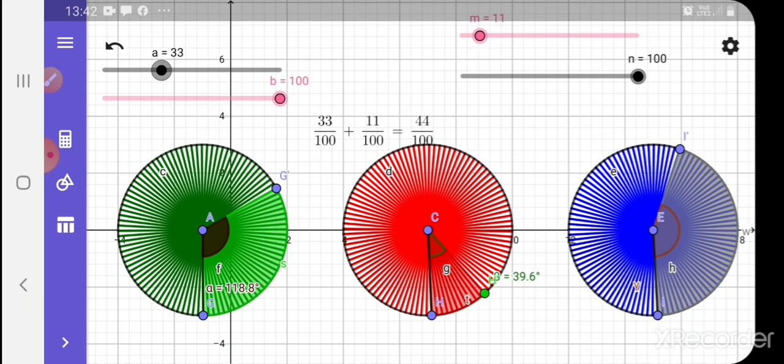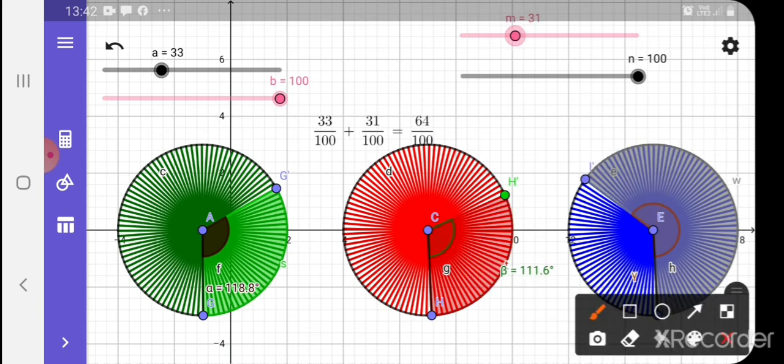Similarly you change the numerator. So in the first fraction you see the first circle is divided into 100 parts and you took 33. So this 33 by 100 is represented by this shaded region. Similarly in the second circle you took 31 parts. So this part is represented by 31 by 100. Then you add these two.